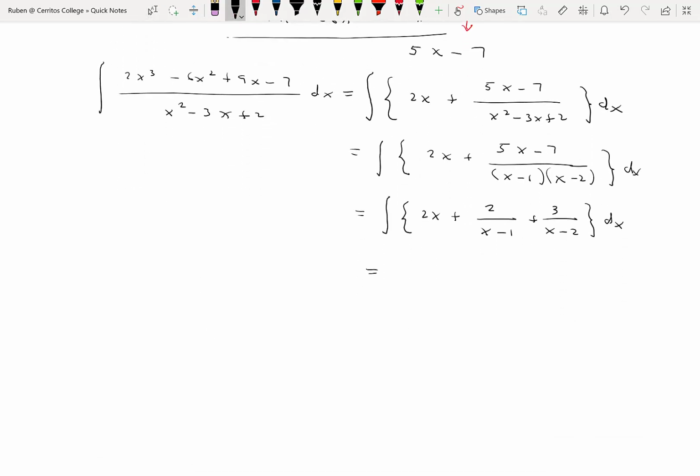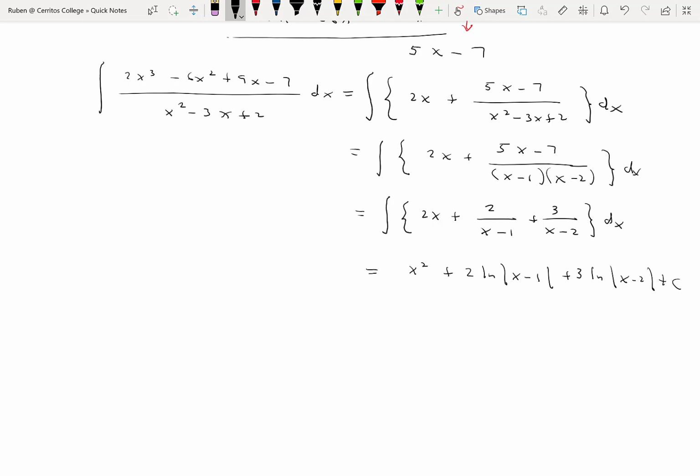And we integrate. The integral of 2x is x squared. The antiderivative of 2 over x minus 1 is 2 times the natural log of the absolute value of x minus 1. The last term, 3 times the natural log of the absolute value of x minus 2, plus a constant.